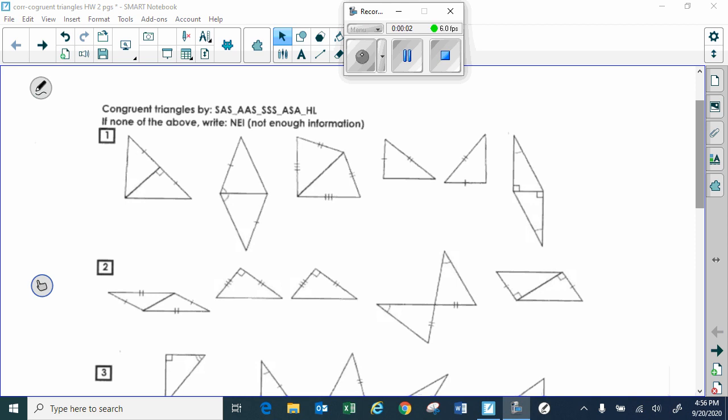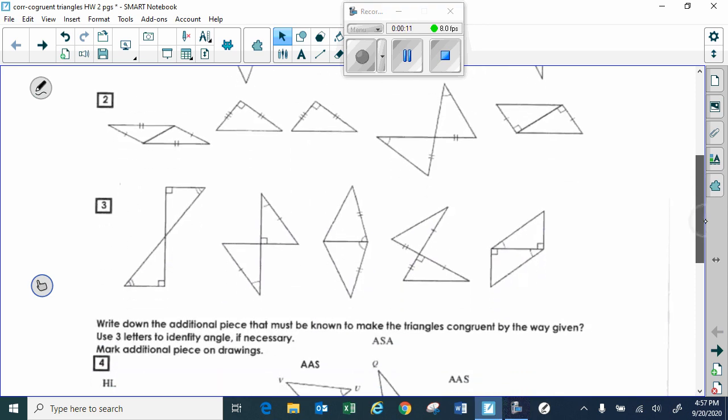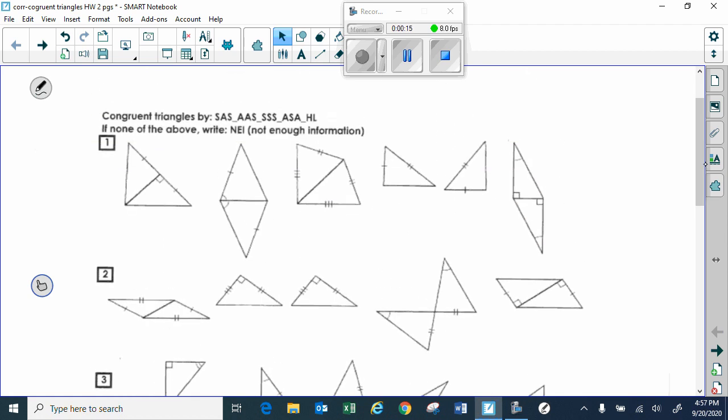Okay, students, we're going to go over a couple of these problems on each side. In this first section, you got about 5 or 6 for each one, and 1 through 3, you are to identify whether the triangles are congruent by SAS, AAS, SSS, ASA, HL, or if there's not enough information, you write NEI, and you will have a quiz on this coming up very shortly.